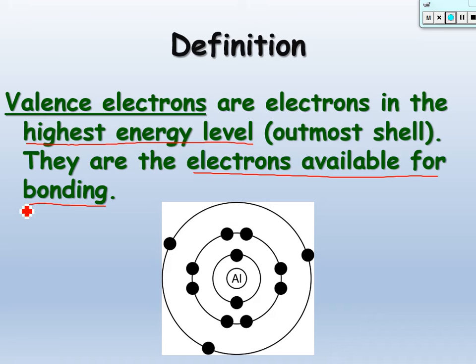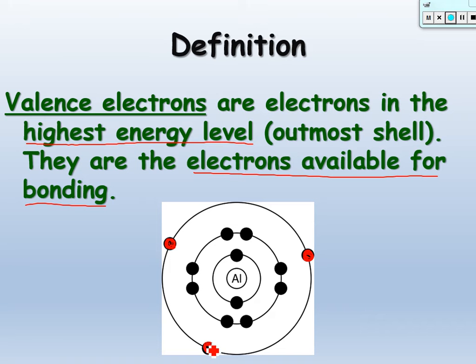So I've got a picture up here of aluminum. How many total electrons does aluminum have? 13. If you counted all these black dots here, there would be 13. Now, how many of those 13 are valence electrons? 3. Okay, this is a valence electron, this is a valence electron, and this is a valence electron.